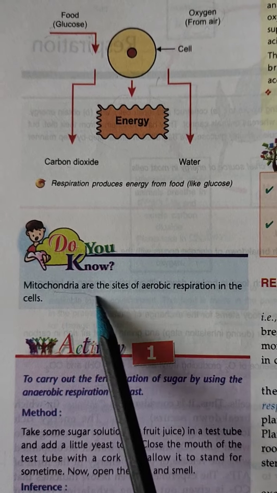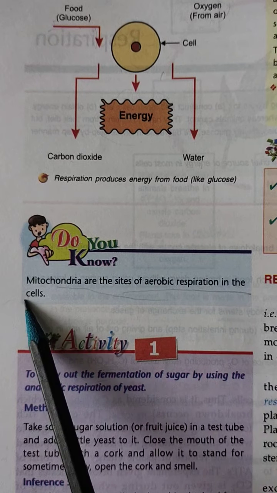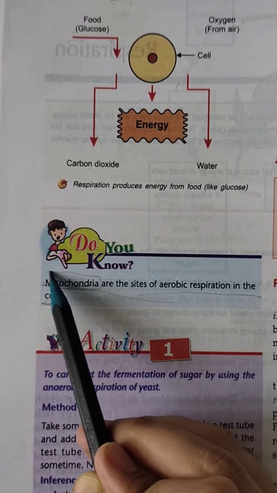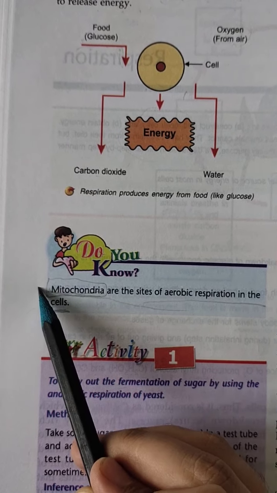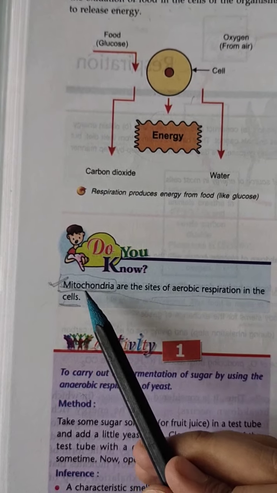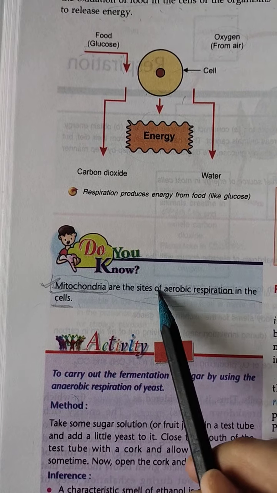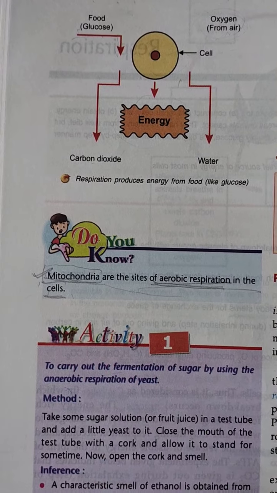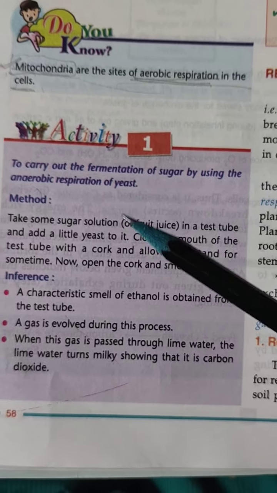So mitochondria are the sites of aerobic respiration in the cells. Mitochondria क्या होते हैं? सेल, हर सेल के अंदर organelles होते हैं and mitochondria is one of the organelles which is responsible for aerobic respiration. Respiration process कहाँ होता है? Mitochondria के अंदर. Now here's an activity given.